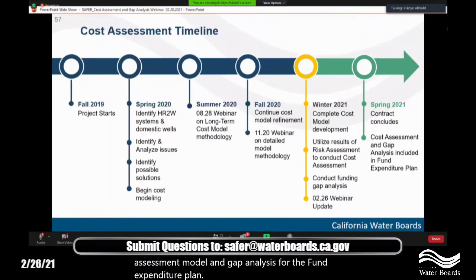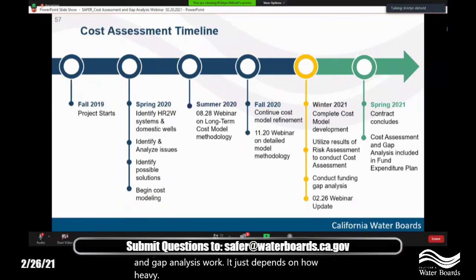The contract that we have with all the amazing people who are on this call with us today does conclude at the end of March. We do have a feedback period associated with the content that we've covered today, and we are hoping to be able to incorporate some of that feedback into the final results of our cost assessment model and gap analysis work. It just depends on how heavy a lift it might be.